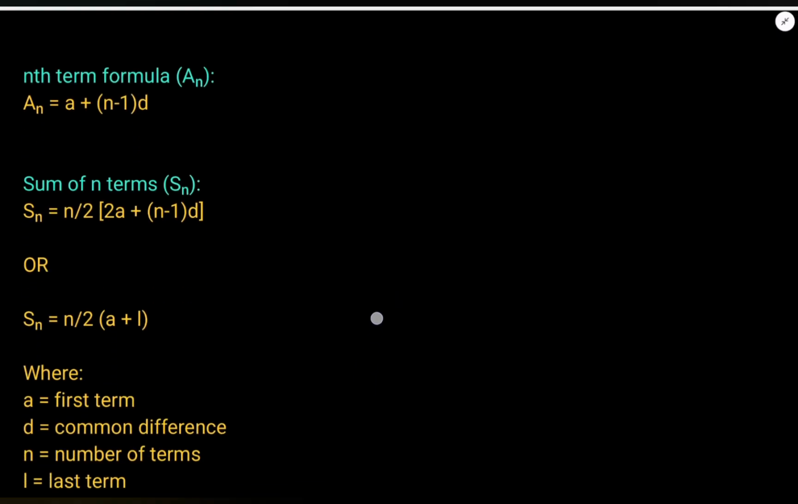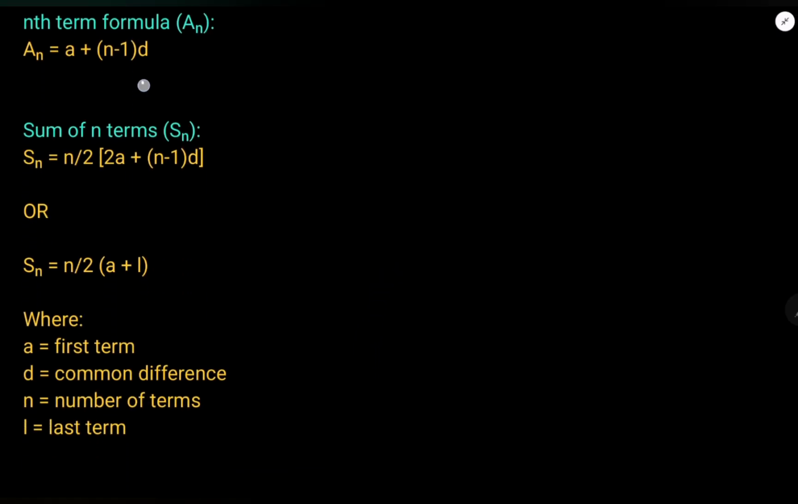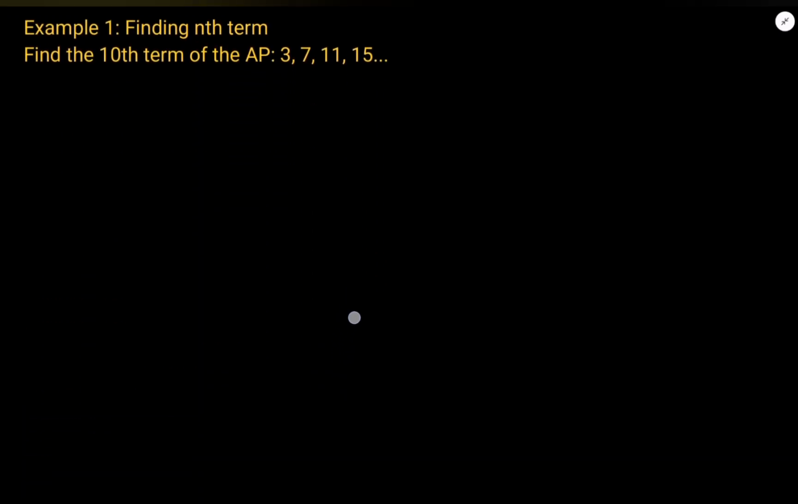Some general notations: this is the nth term formula. This is the sum of n terms. We will do questions on the sum of n terms as well. A is the first term, D is the common difference, N is the number of terms, and L is the last term. Last term is also known as L. Okay, so here we have the first question.